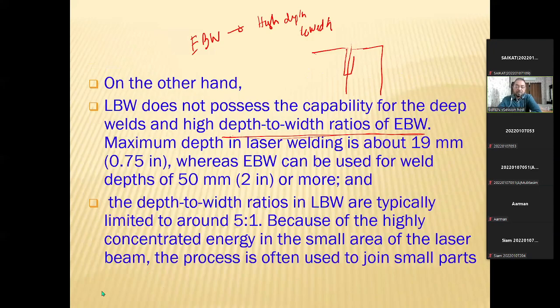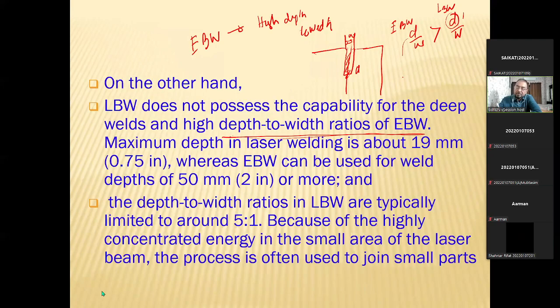Maximum depth in laser welding, LBW, is 19 millimeter. So in laser beam welding, depth is only 19 millimeter, whereas in electron beam welding, it will be 50 millimeter. So the electron beam can penetrate deeper than the laser beam. That is the advantage of electron beam welding.